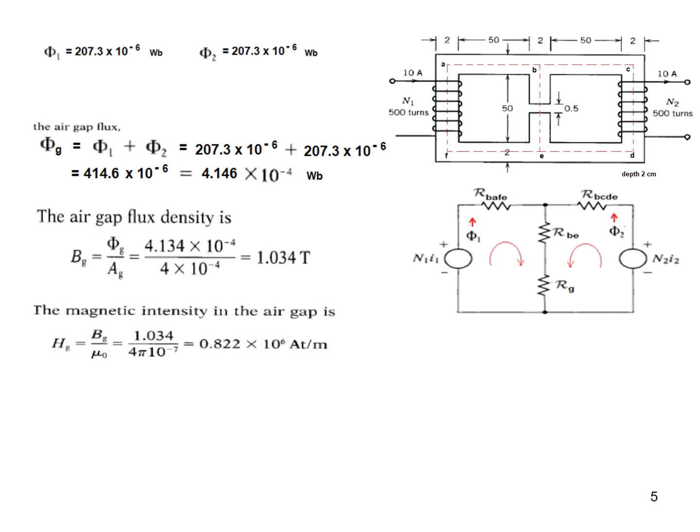And the magnetic field intensity is given by Bg over mu naught. So Bg divided by mu naught. So 0.82 into 10 raised to the power 6 ampere turns per meter. So I hope this is clear, and we'll just follow the same technique for question number 2.